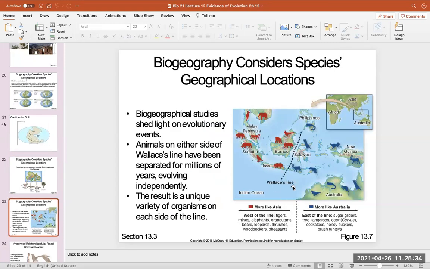This is Wallace's line. It's a hypothetical line showing that different types of species are found on this side compared to this side. Maybe the weather or the environment is different. So it gives you a variety of organisms on each side of the line. That's known as Wallace's line.